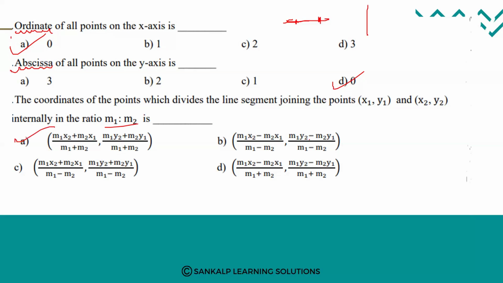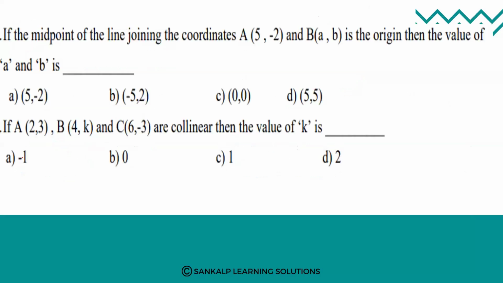Okay, so here if you look, you have minus. So in the formula we are not getting minus, but here minus is there. In this case, m1 minus m2 is there, but in the formula m1 plus m2 is there. But in this case, m1 x2 minus m2 x1 is there. So there is no minus in the formula. Therefore, this option is also wrong. Option A is right.